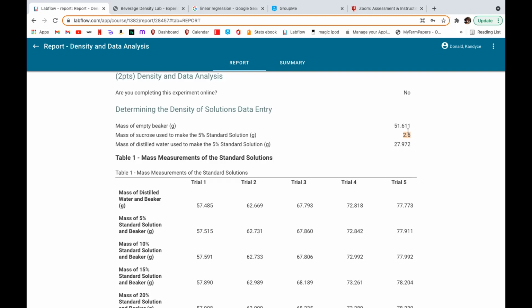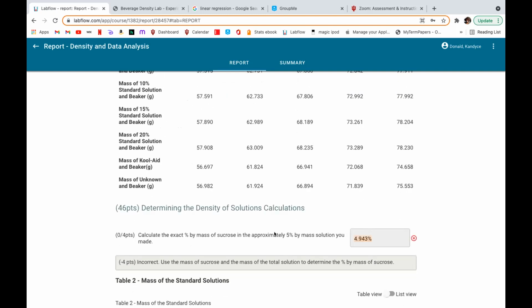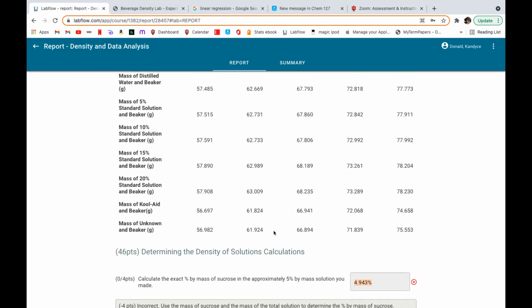Hold on. Are you sure you measured the mass of the distilled water, right? No, I'm not sure. Because it should be around 50. That's what I thought. And when I did this calculation, I did it by 50. Where did you get that value from?